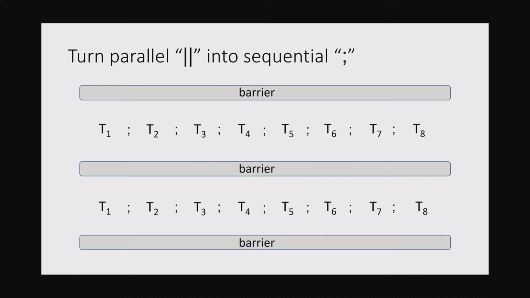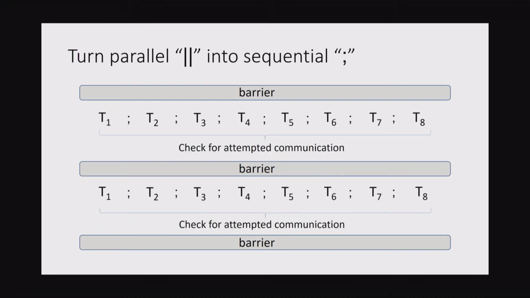Just to clarify, I'm not saying that we want to really change the program and make it run sequentially. That would kill all of the performance we're getting. But what we want to do, just for the purposes of analysis, is pretend that the threads run in this fixed order. But what we're also going to do is instrument the code to check whether they would have tried to communicate if they were running in parallel. All right? So we're going to run them in sequence, but we're going to check whether if we'd run them in parallel, they would have communicated.